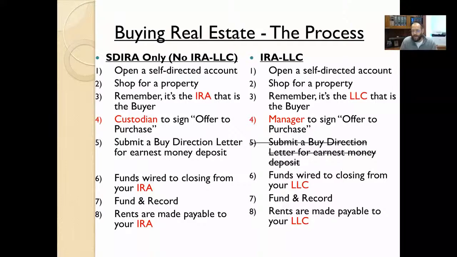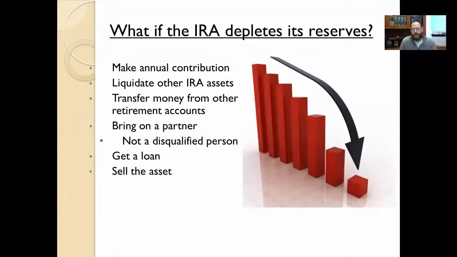Funds are wired from the LLC. You fund and record, and rents are made payable to the LLC. Everything is analogous, except it's a bit more streamlined, and you have a bit more control with that checkbook IRA process. And if the IRA assets are depleted, I mentioned this to you already, and I have clients that come to me and say, hey, listen, I have $100,000 in my IRA. I want to buy a property for $95,000.